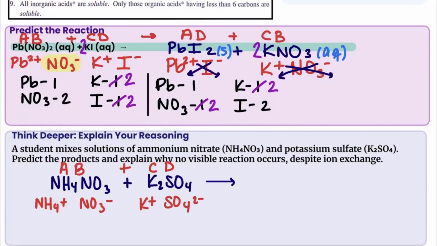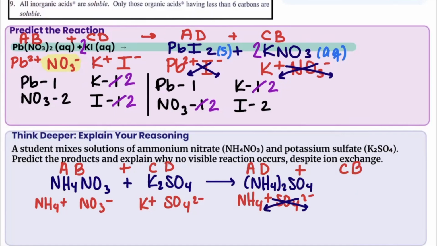So now that we have the ions, now we can pair up. Our AD, right? Our A is going to be ammonium, and our D is our sulfate. When we cross the charges, we get (NH4)2SO4. Remember, that 2 came from the sulfate. You have to write the parentheses around the ammonium to tell the person that you have 2 ammonium ions present. Okay?